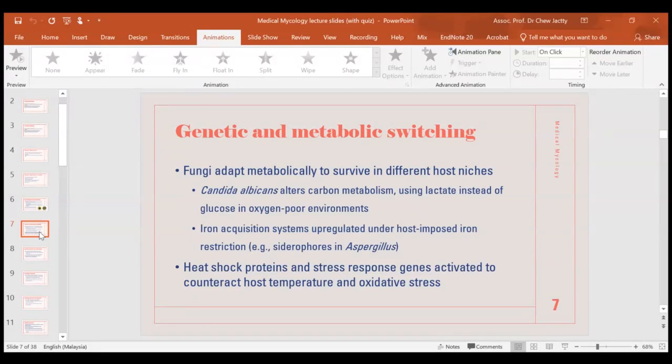And also there are heat shock proteins. Heat shock protein stress response genes are present in fungi, and also present in bacteria and humans. They are activated to counteract the host temperature. So let's say we have a mold that is growing in an environment at 25 degrees Celsius. When they are in the human host, the temperature is slightly higher. So in response to that, they regulate heat shock protein expression to adjust to the host environment.